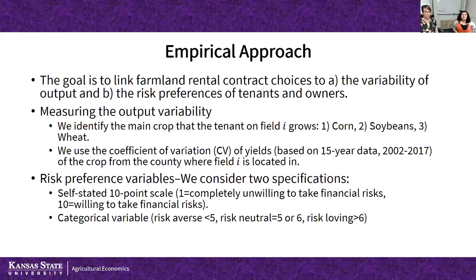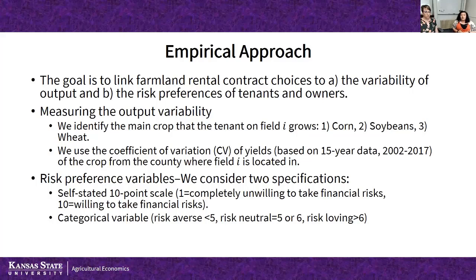Our empirical approach had the goal of, again, we want to link that farmland rental contract to both the variability of output, but then also the risk preferences of the tenant and the risk preferences of the owners. So we identified 3 main crops to measure that output variability: corn, soybeans, and wheat, and we'll see in the descriptive statistics later that those were the 3 most common. We used that coefficient of variation of yields, again based on that NASS data over 15 years of the crop from the county where the field of the tenant was located in Kansas, to get that output variability.